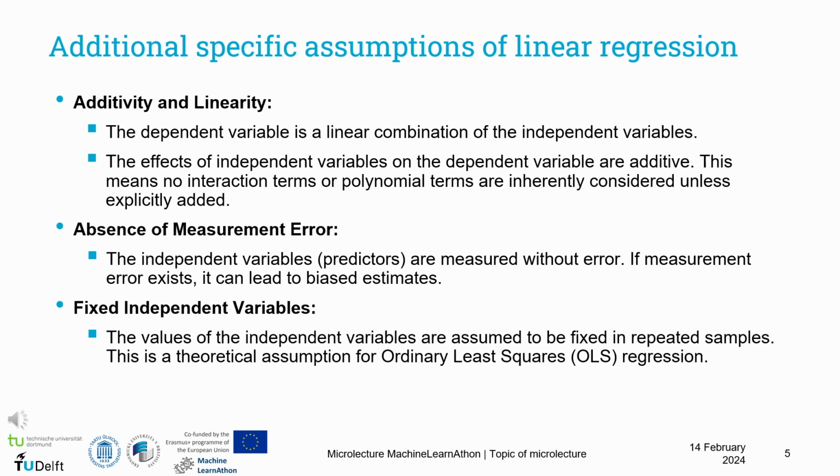Further assumptions clarify how the regression model behaves. The model assumes that the effects of the independent variables on the dependent variable are both linear and additive. This means that unless explicitly added, interaction or nonlinear terms are not considered. It also assumes that predictors are measured without error, since measurement inaccuracy can lead to biased estimates. Additionally, in the context of ordinary least squares regression, the values of the independent variables are considered fixed across repeated samples.